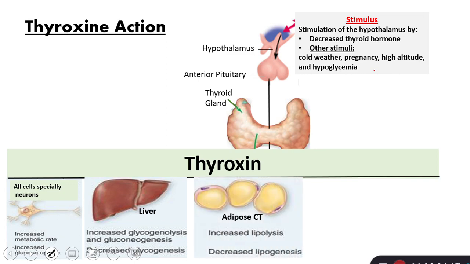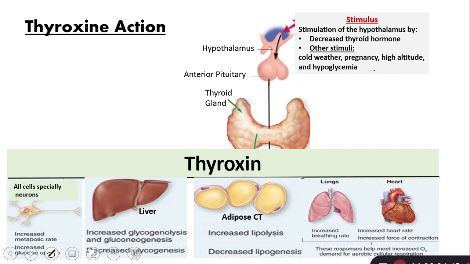Also, it stimulates lipolysis, release of fatty acids in the circulation, and then it can be used by the mitochondria for aerobic respiration to produce ATP. So people with hyperthyroidism lose weight easily because of this, because the thyroxin, which is at high level in their bodies, stimulates the process of lipolysis. Also, it increases respiratory rate, increases heart rate, and force of heart contraction.